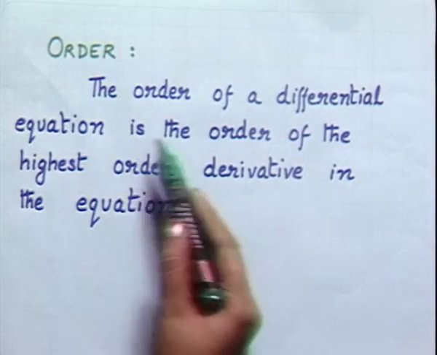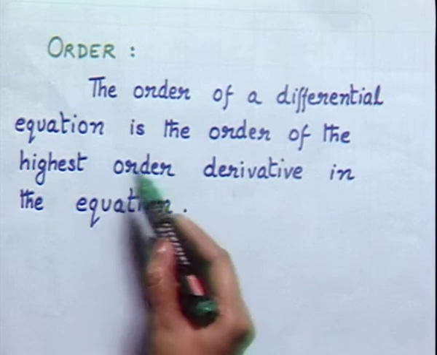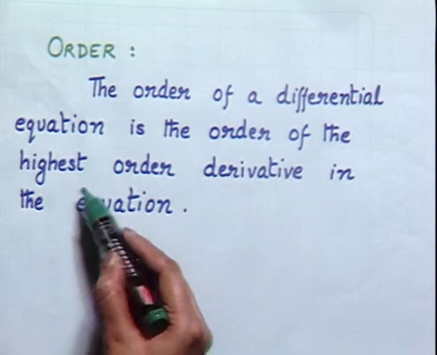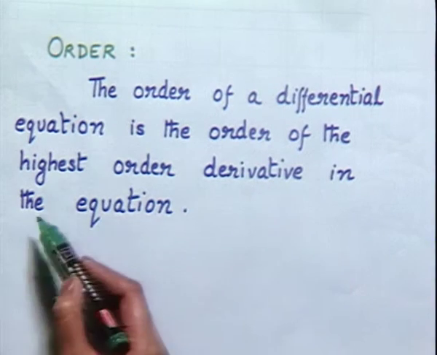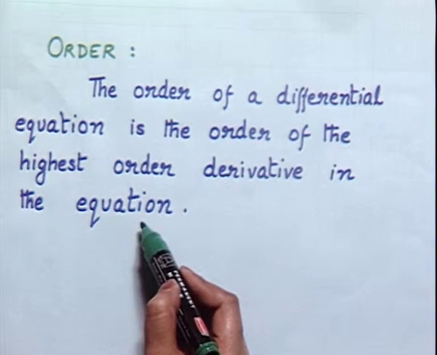Just as polynomial equations are classified in terms of the degree into linear, quadratic, cubic, etc., we have classification for differential equations based on what we call the order and degree of the equation. So what will be the order of a differential equation? The definition says the order of a differential equation is the order of the highest order derivative appearing in the equation.